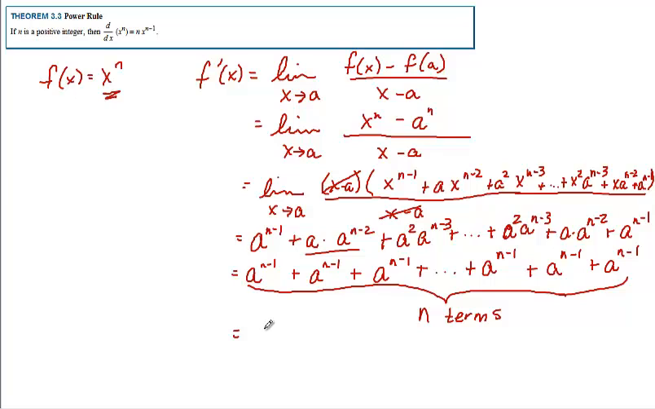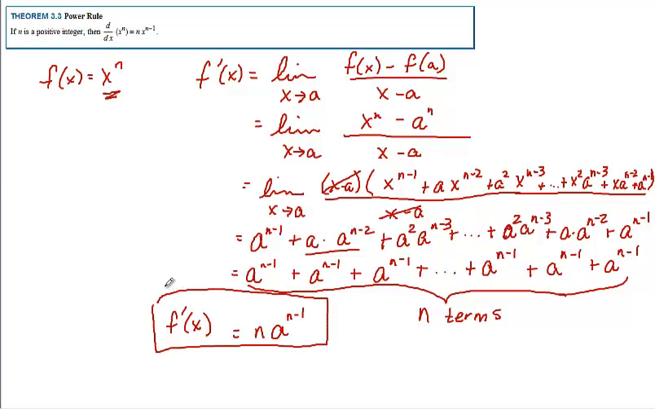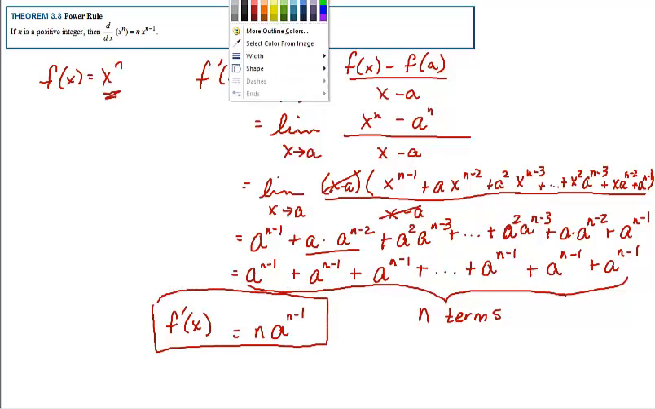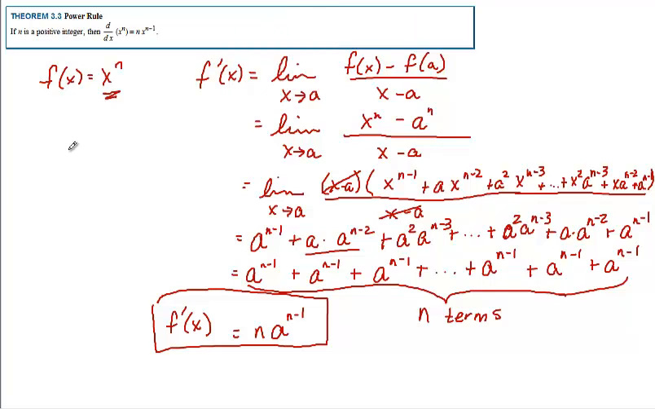So I could just say, well, if that's just the definition of multiplication, really, so that's just n times a to the n minus 1, however many terms there are. Oh, f prime of x, if I have something of that form, I can just do this from here on out and I don't have to use that limit definition.